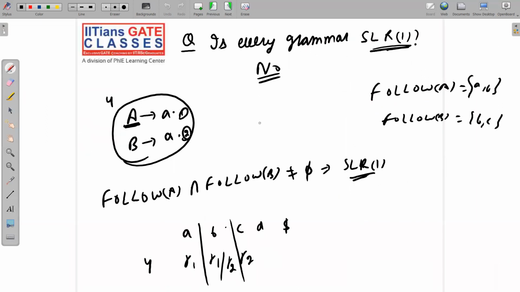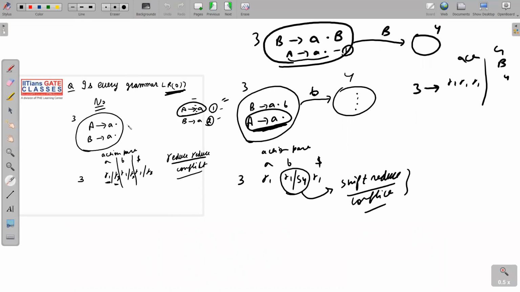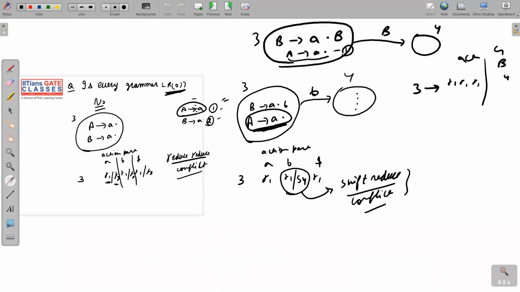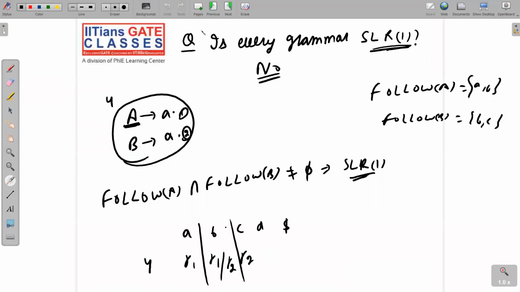Yes. Now I hope I have made the point clear. So in case of LR0, while making the DFA, if you get 2 or more final items, blindly you will say the grammar is not LR0. And if you have a final item and a shift move like this, blindly you will say it is not LR0. And what about my SLR1? If the same situation arises here, let me write it.